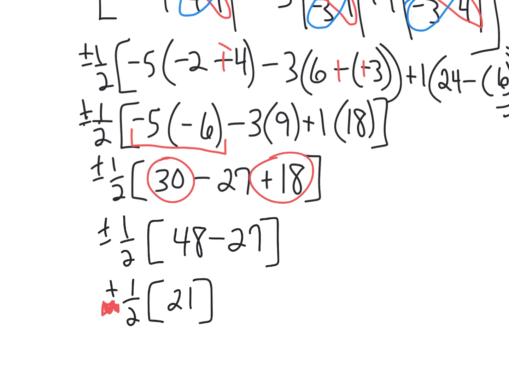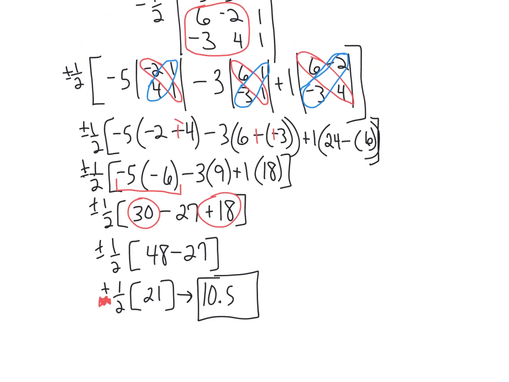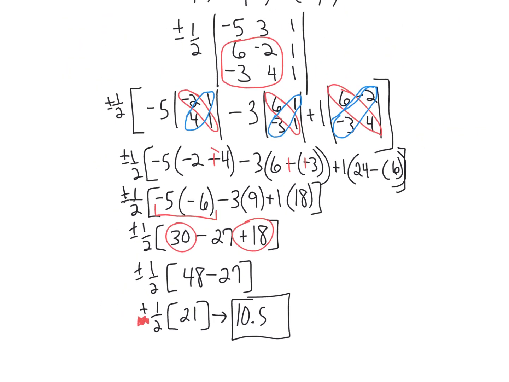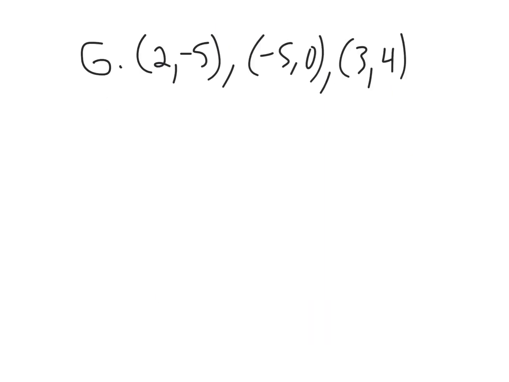And then half of 21 would be 10.5. So 10.5 square units, whatever those are, that would be our area of this triangle. So it's a little tedious, it's not difficult, but there is a lot of computation, so just be careful as you work through finding the area of a triangle.